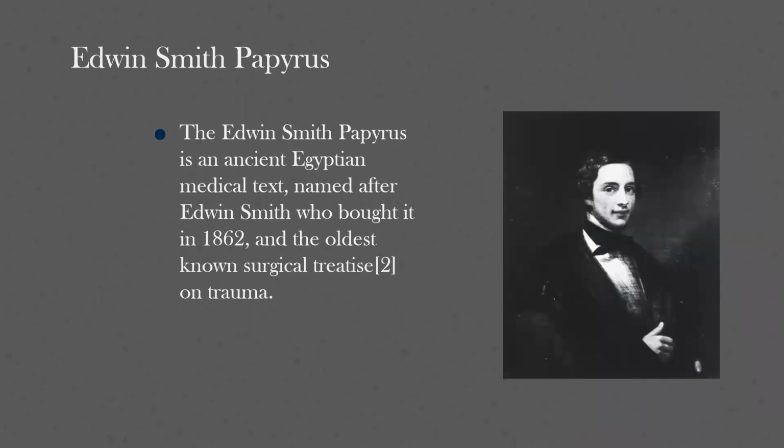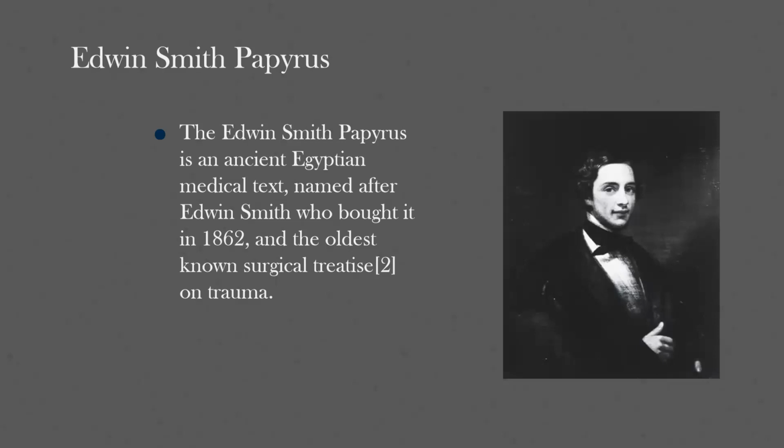So, as you can see in the PowerPoint, this is Edwin Smith. He created the Edwin Smith Papyrus. The Edwin Smith Papyrus is a medical treatise from ancient Egypt. This papyrus is named after Edwin Smith, the American collector of antiques who purchased the papyrus. The Edwin Smith Papyrus is notable as the oldest known surgical treatise in the world and casts some light on the medical knowledge possessed by the ancient Egyptians.